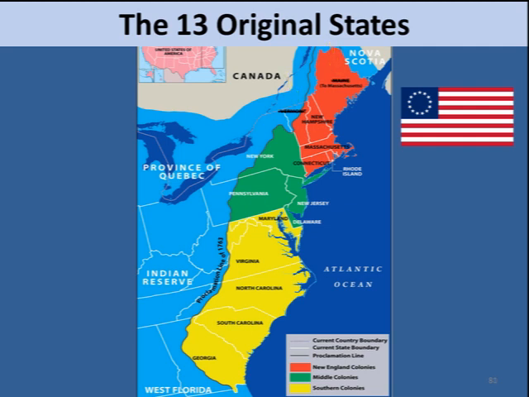From north to south, the 13 original states were New Hampshire, New York, Massachusetts, Connecticut, Rhode Island, Pennsylvania, New Jersey, Maryland, Delaware, Virginia, North Carolina, South Carolina, and Georgia.